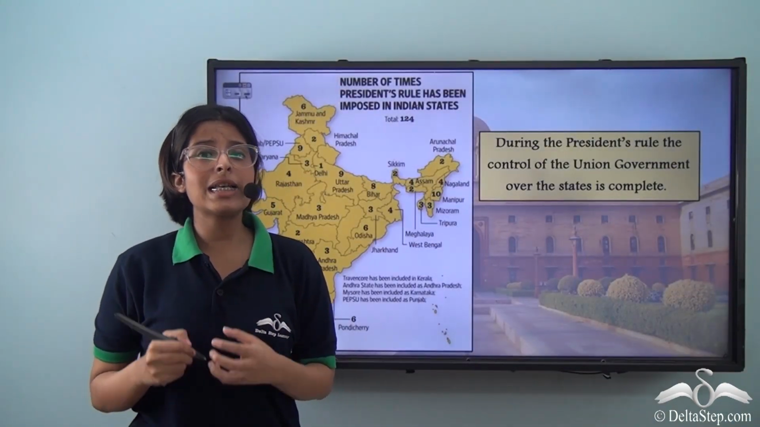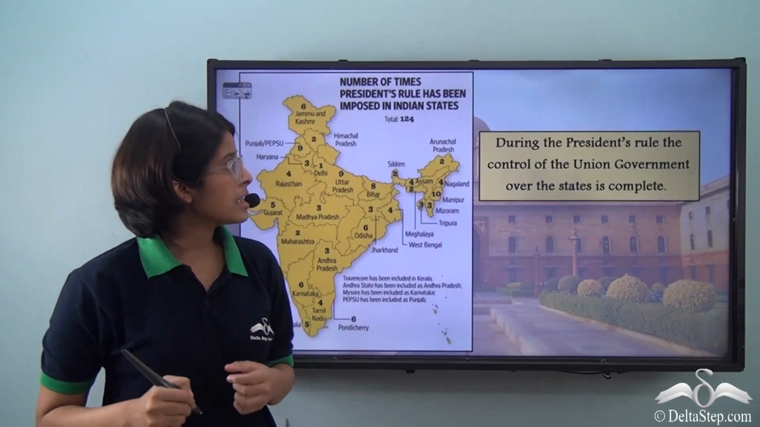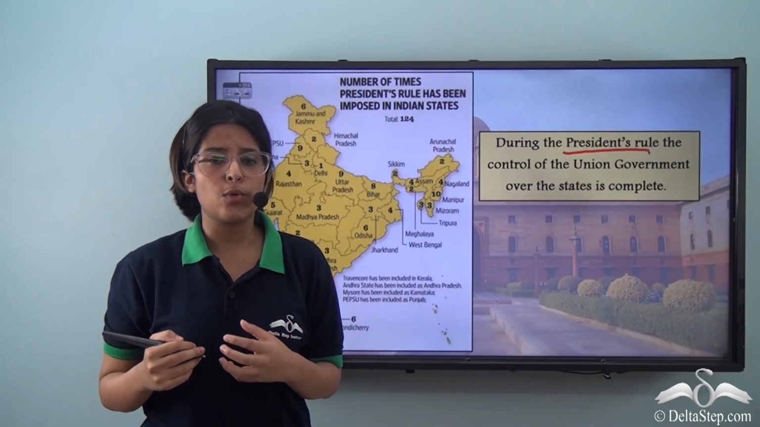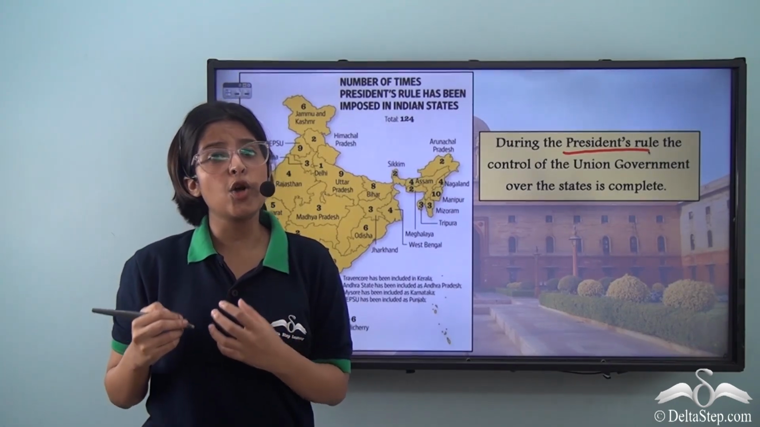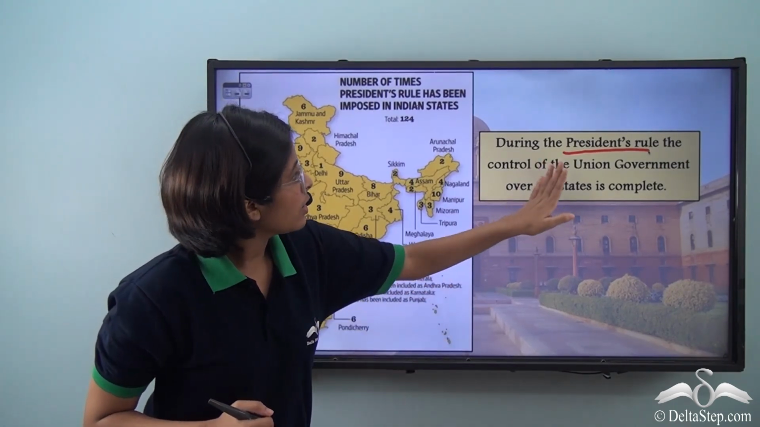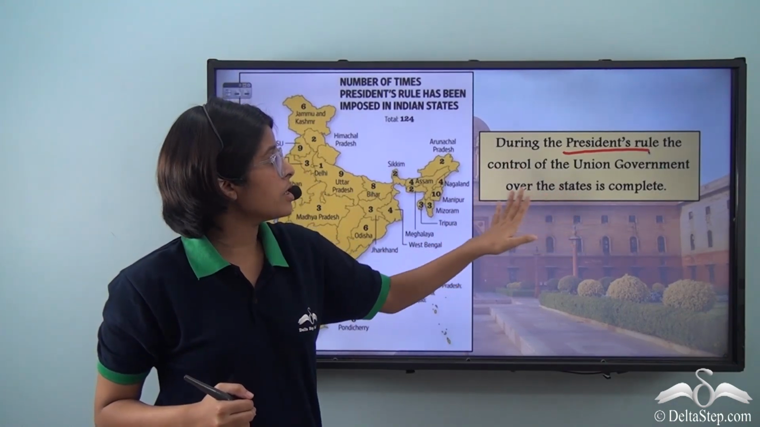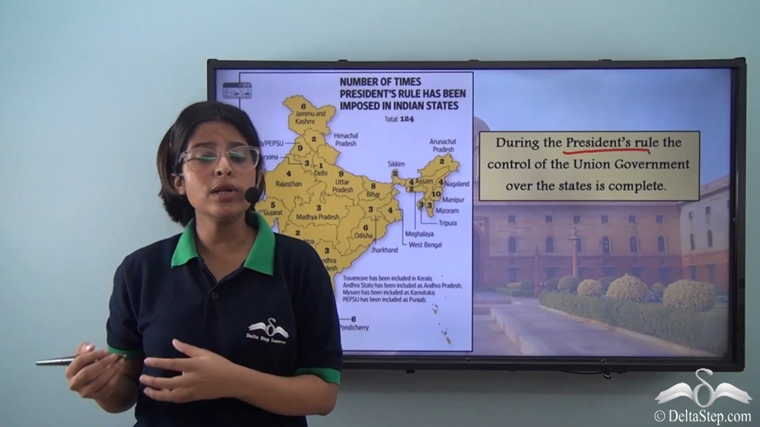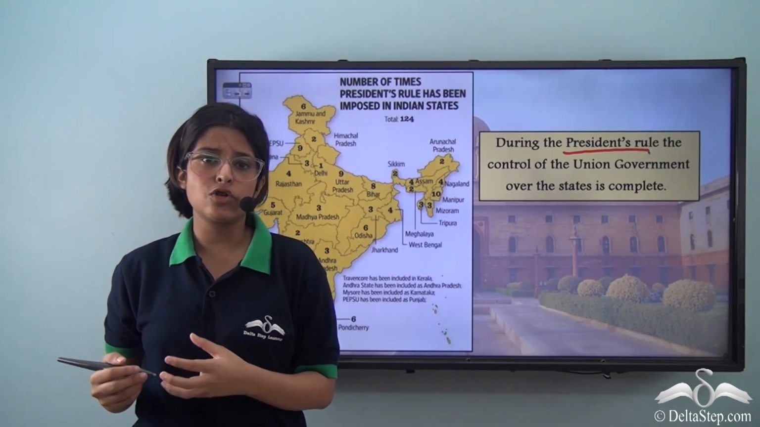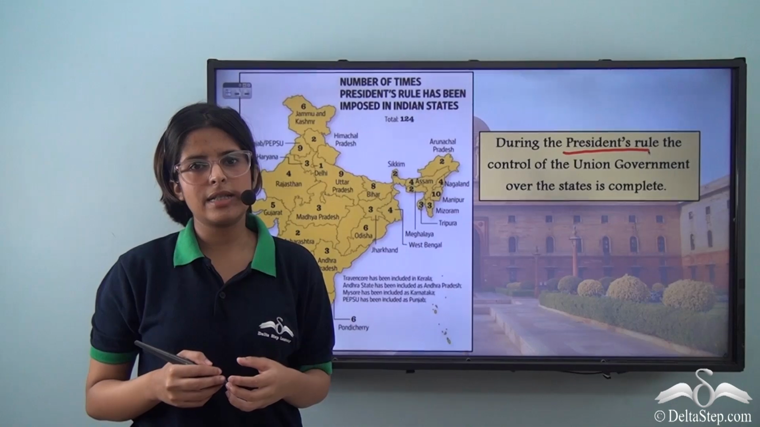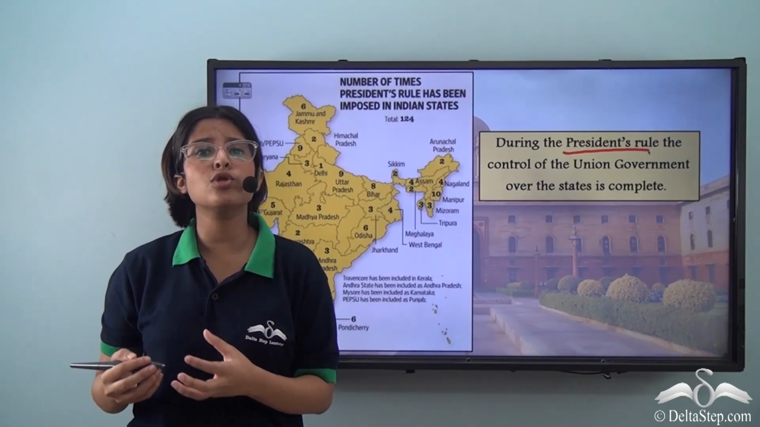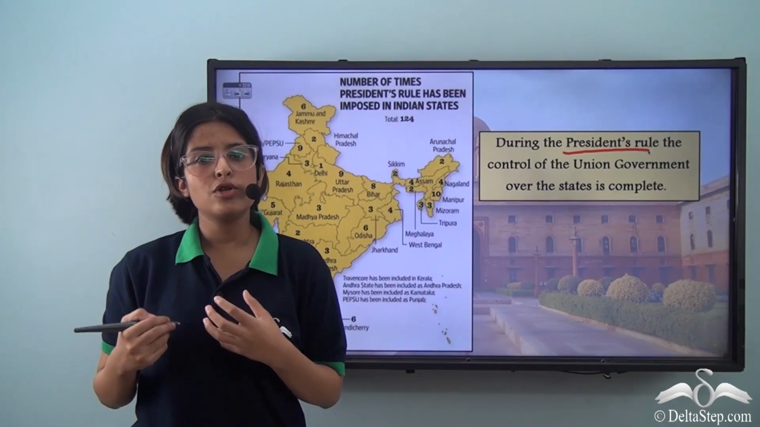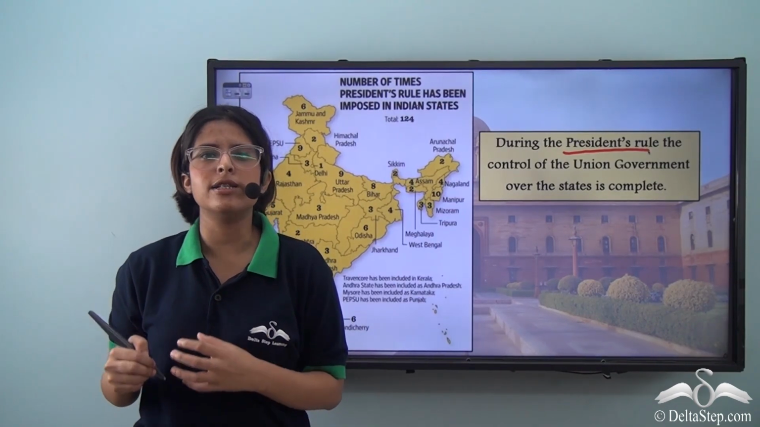Do you know when there is an emergency in a state, it is called the president's rule. Why is that so? It is because during this president's rule, the control of the union government over the states is complete. That is, the union government can make decisions regarding state matters. And the president, who is the representative of the union executive, has control. So, this is known as the president's rule.